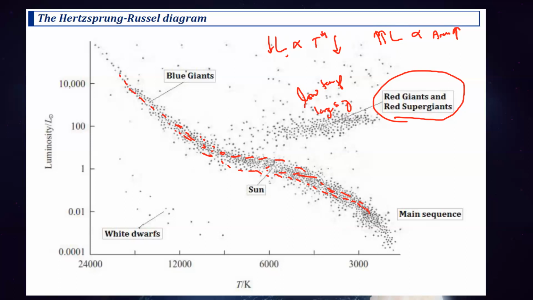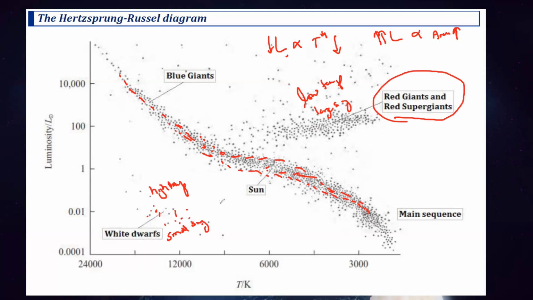Then there are a few white dwarfs. What are white dwarfs? You can see according to the scale, they have a high temperature, but their luminosity is low. Why is the luminosity low? Because they are very small. So white dwarfs are also not following the sequence.